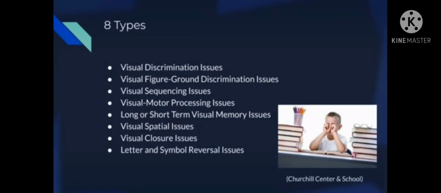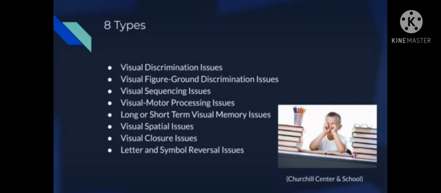Second, visual figure ground discrimination issues. If your child exhibits visual processing symptoms, he or she could have trouble with figure ground perception. Your child has trouble concentrating on books with small print and or many words per page.